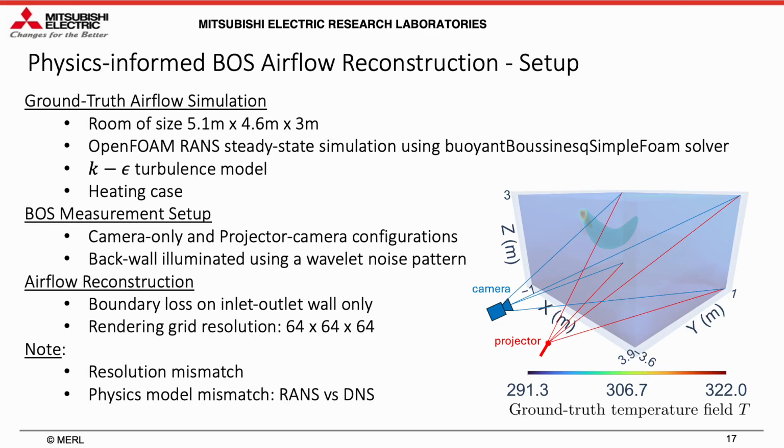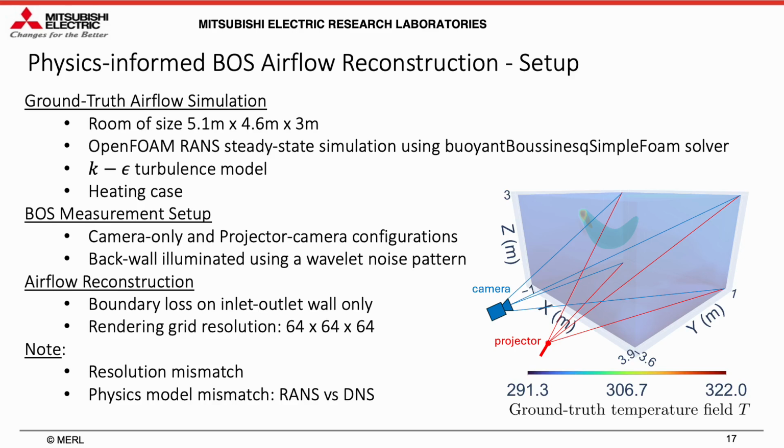Now, in terms of the simulation setup that we built, we used OpenFOAM with RANS steady-state simulation using the buoyant Boussinesq simpleFoam solver. We simulated a room of size 5.1 by 4.6 by 3 meters, and the simulation uses the k-epsilon turbulence model, and we're specifically interested in the heating case. The BOS measurements are captured using a camera only, and then we also use a camera and projector combination, and the back wall is illuminated with a wavelet noise pattern.